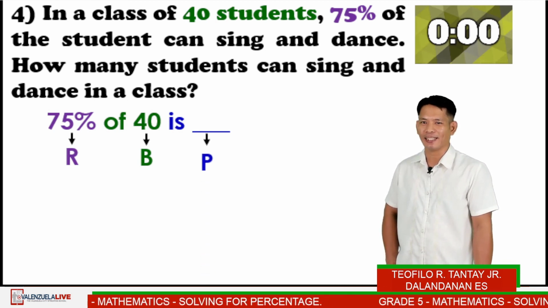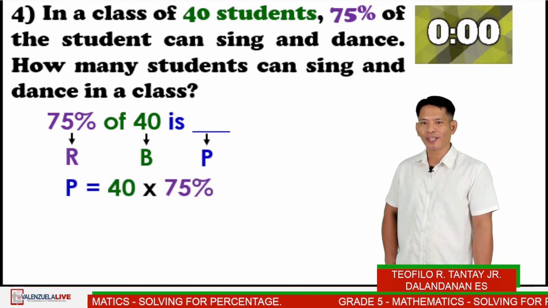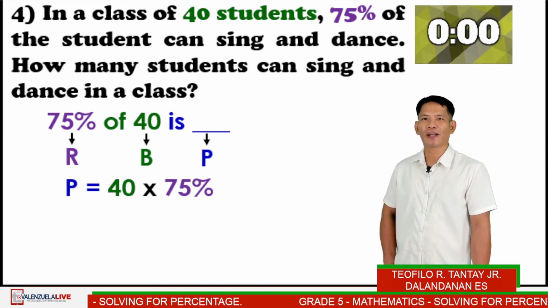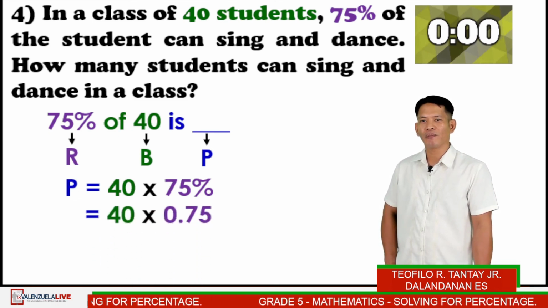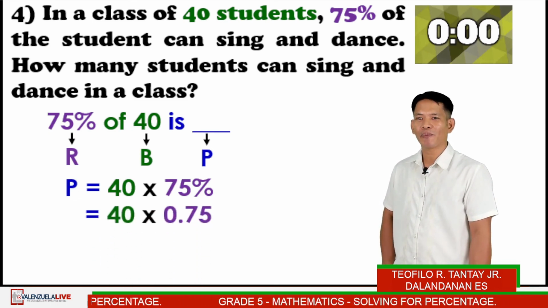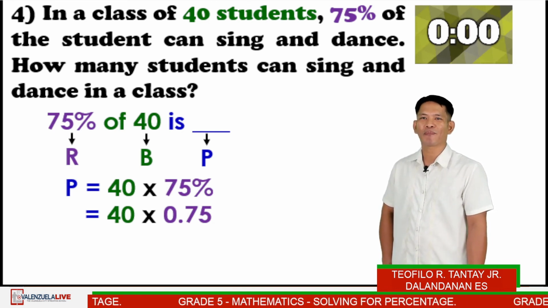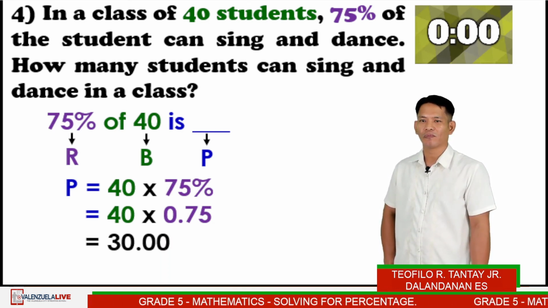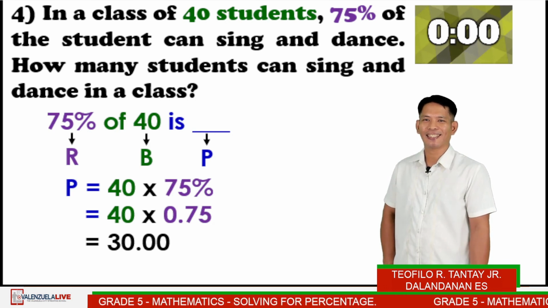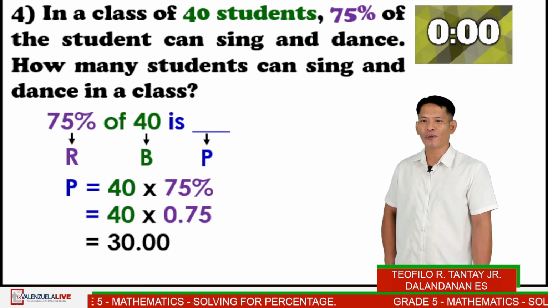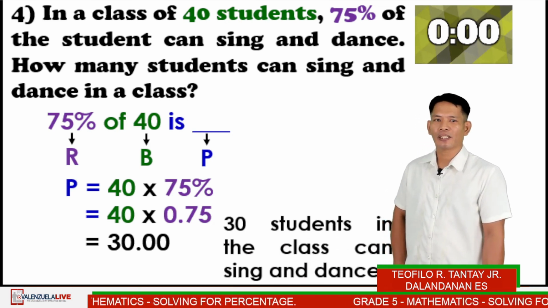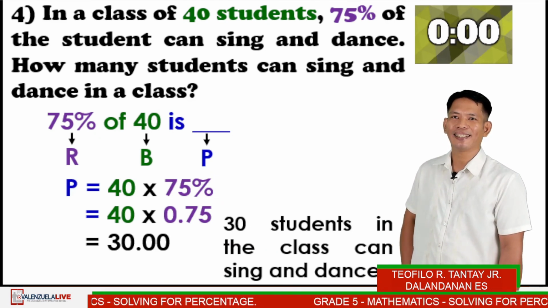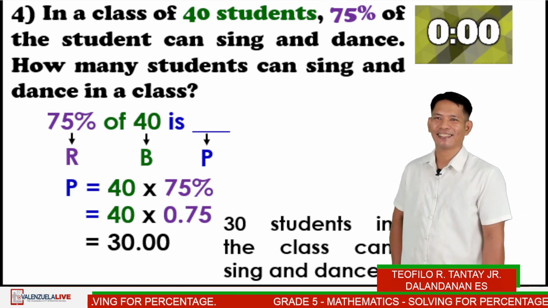By applying the formula, we have 75% is the rate, 40 is the base, and of course, the missing element is the percentage. P is equal to 40 multiplied by 75%. And if we convert 75% to a decimal number, we have 40 times 0.75. And the product is 30.00. Therefore, 30 students in a class can sing and dance.